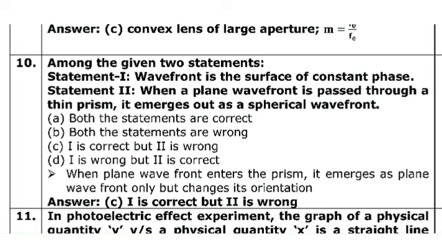Question number 10. Among the given two statements, statement 1: wavefront is the surface of constant phase. By seeing the statement only, we can say the first statement is correct. And statement 2: when a plane wavefront is passed through a thin prism, it emerges out as a spherical wavefront. So these are the options, option A, B, C, D. By the statements only, we can say statement 1 is correct and the second statement is wrong. So option C is the correct answer.